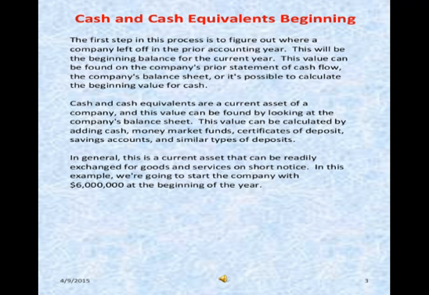Cash and cash equivalents are a current asset of a company, and this value can be found by looking at the company's balance sheet. This value can be calculated by adding cash, money market funds, certificates of deposit, savings accounts, and similar types of deposits. In general, this is a current asset that can be readily exchanged for goods and services on a short notice. In this example, we're going to start the company with $6 million at the beginning of the year.